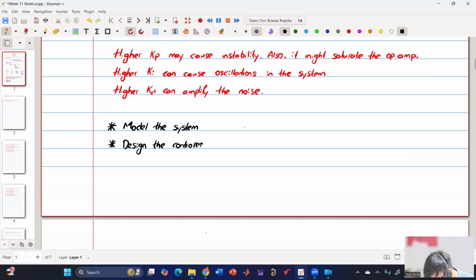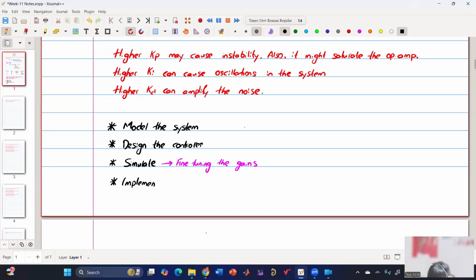And then we can simulate it and check whether it is proper or not. If not, then we can fine tune the gains by just changing the gains around the values that we have obtained. And then say now it is meeting, then you can implement in the hardware and see whether it is actually meeting the target specifications or not. Say if it is not meeting the target specifications, then again you have to simulate with slightly different gains.